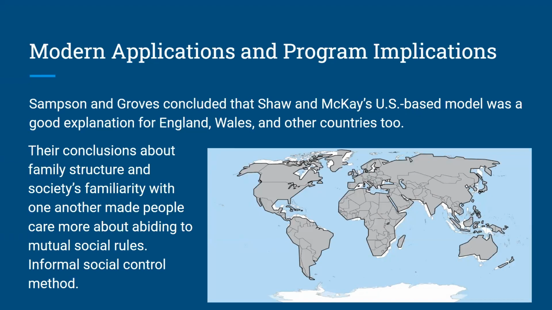And so for Sampson and Groves, they concluded that social disorganization theory, as it arose from Shaw and McKay's 1940s US-based model, is a good explanation that also applied to England and Wales and other countries too. And specifically for Sampson and Groves' study, their conclusions about family structure and society's familiarity definitely affected the legal system and societal views, and so this shows how social disorganization theory does have real-world impacts.